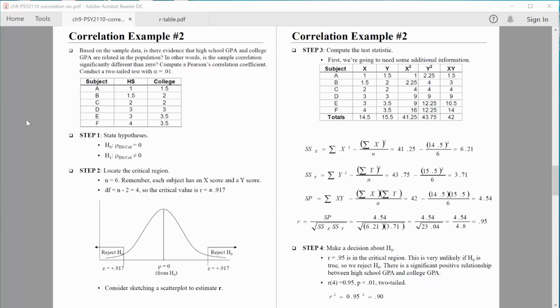Compute a Pearson's correlation coefficient. Conduct a two-tailed test with an alpha of 0.01. So we'll use an alpha of 0.01 just to get some experience using an alpha level other than 0.05. So let's take a couple little notes here.